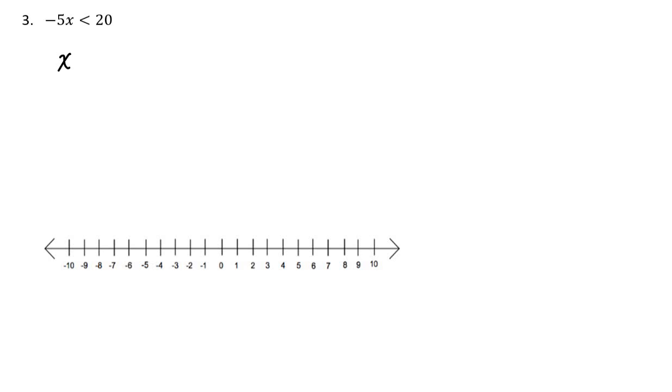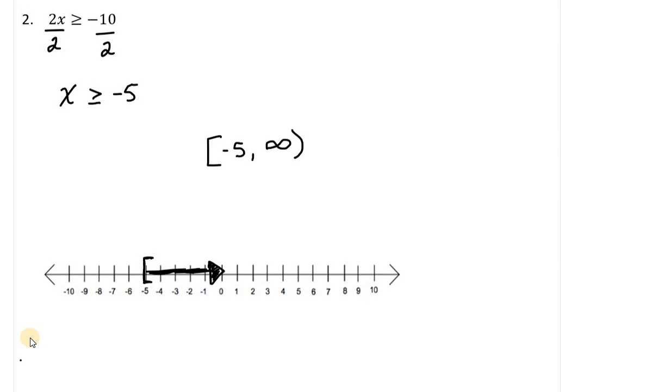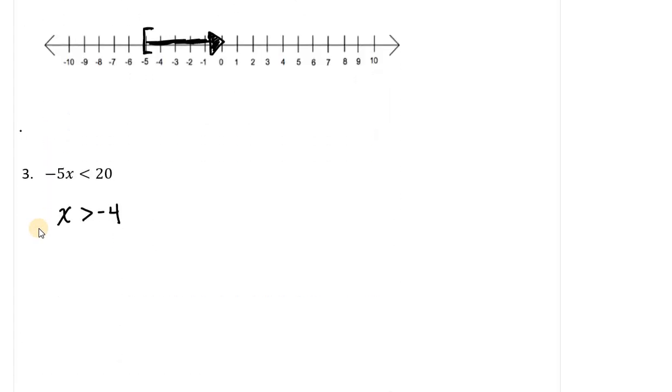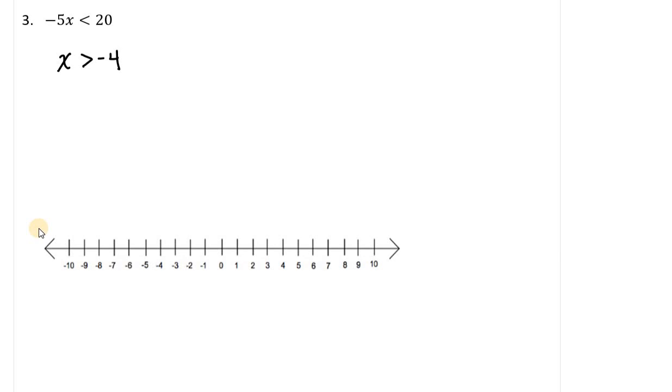Okay, problem 3, I'm going to divide both sides of my inequality here by -5. And when I do, I'm going to reverse the inequality. So when I divide both sides by a negative or multiply both sides by a negative, you reverse the inequality. Now, if you go back up here to problem 2, you notice I have a negative here in the problem, but I'm dividing both sides of my inequality by a positive 2. Problem 3, I'm dividing by a negative.